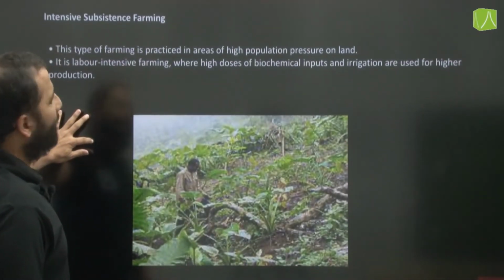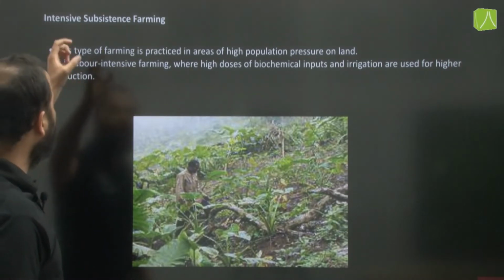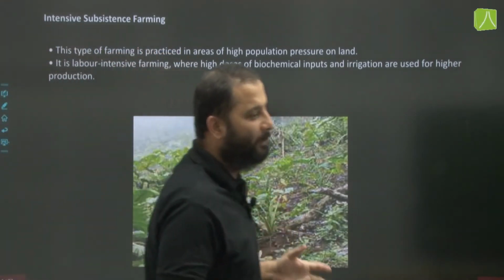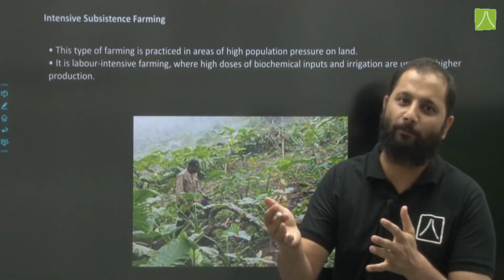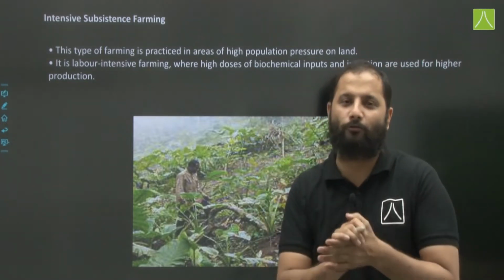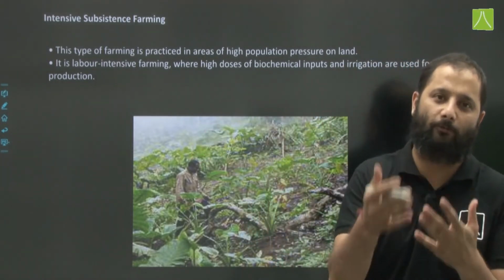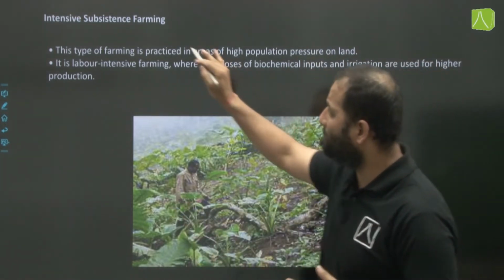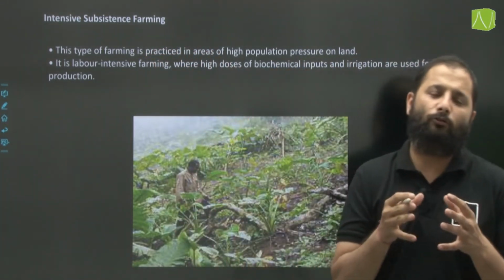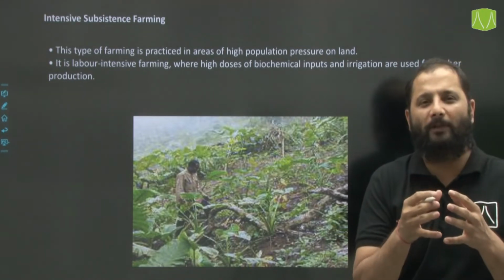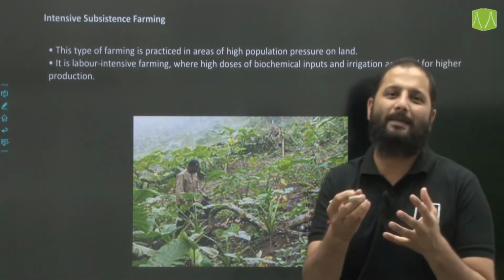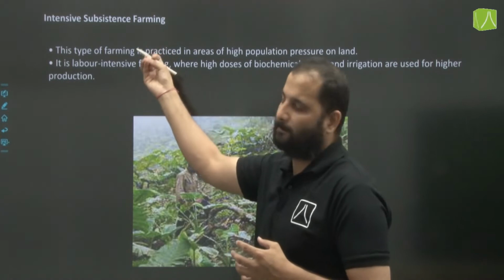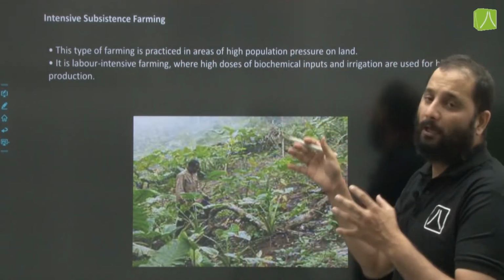The first point, that is intensive subsistence farming. Now this word subsistence has been there with you since class 9th, or probably in class 8th also, because again in class 8th there was a chapter named agriculture there also. Now subsistence is something which people require to fulfill their basic needs or basic survival. So that is subsistence.